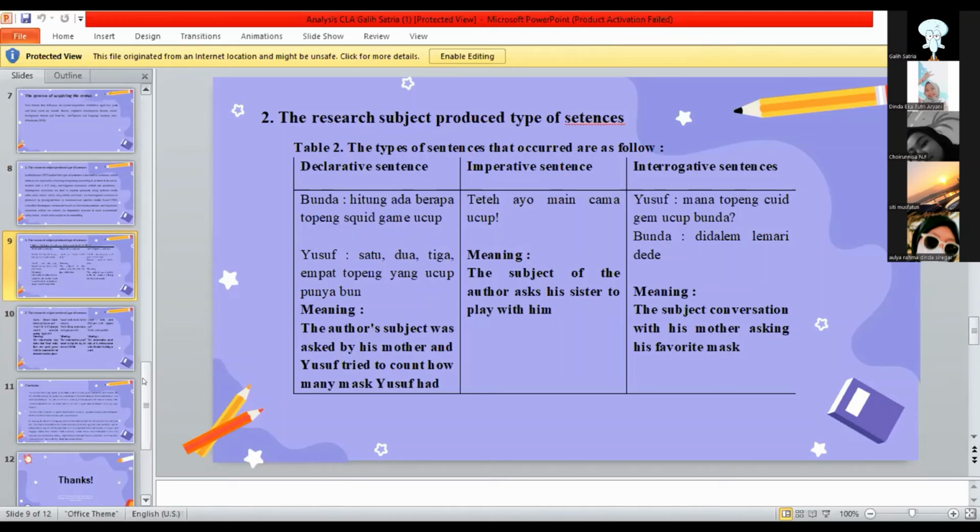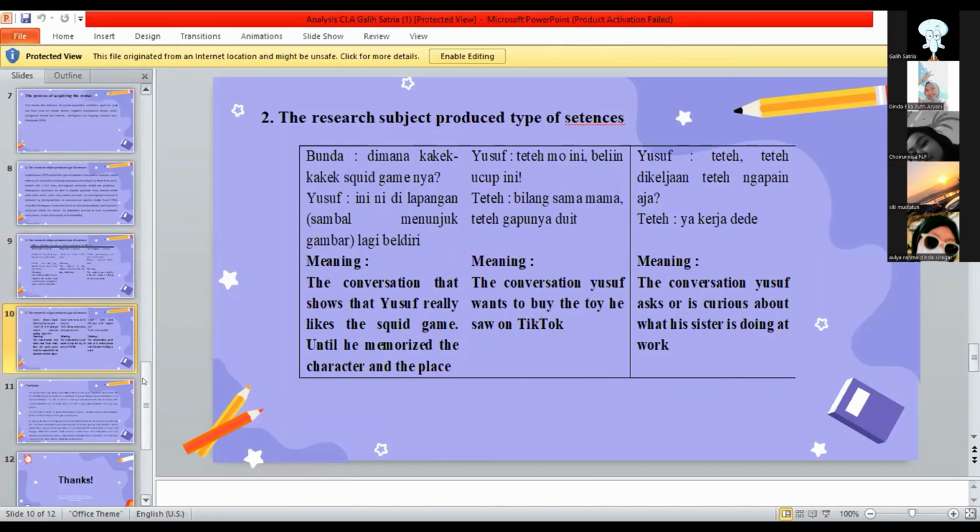And then the interrogative sentence, "Yusuf, mana topeng Squid Game Ucup, Bunda?" And then Bunda answers "di dalam lemari, Dede," meaning the subject has a conversation with his mother, asking about his favorite masks. The next slide please, sorry. And then yeah, this is the same as the other one from before. So we move to the conclusion, please. The next slide.